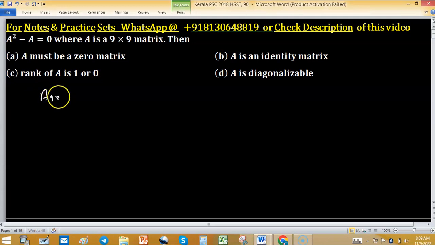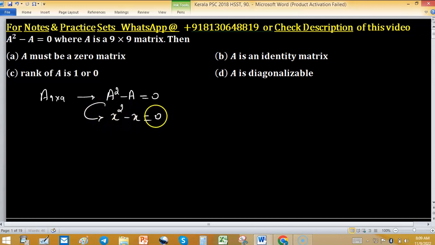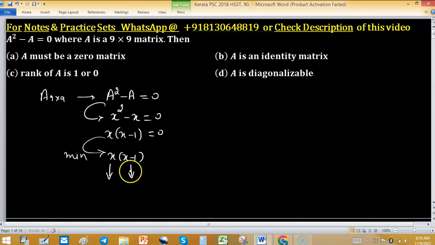Matrix A is of size 9 cross 9 and satisfies the condition A square minus A equals 0. So its annihilating polynomial will be x square minus x equals 0, which is the annihilating equation. So we have x and x minus 1 as factors of this. If we write the minimal polynomial, what are the possibilities? x and x minus 1, because these are linear factors. As you can consider, these are linear, that's why matrix A is diagonalizable. Option D is correct.